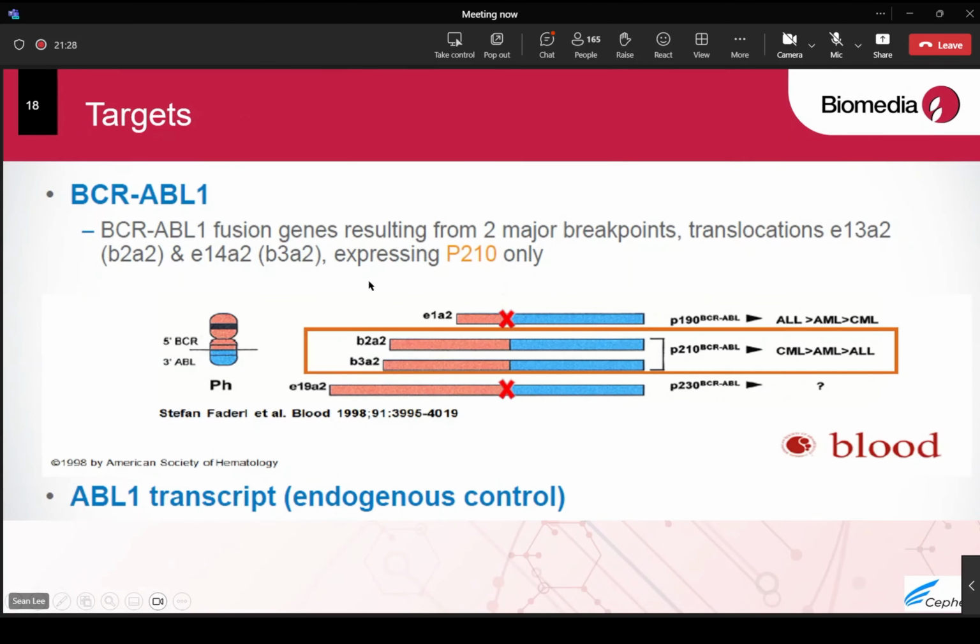So in the cartridge, it has 2 targets, BCR-ABL1 and also ABL1 transcript, which acts as an endogenous control. Okay, so we'll be looking at this BCR-ABL1 fusion gene. They result from these 2 major breakpoint translocations, e13a2 (b2a2) and e14a2 (b3a2). Because of this, it only expresses p210 only. So this test cannot detect p190 and p230. It cannot detect these 2. Only p210. It's meant for p210, all right?